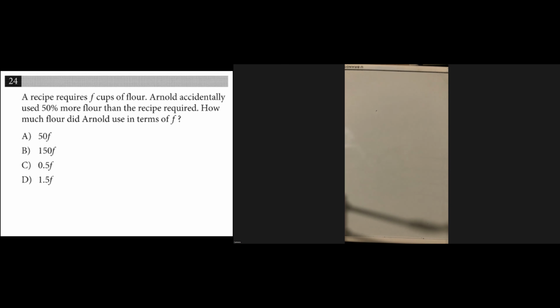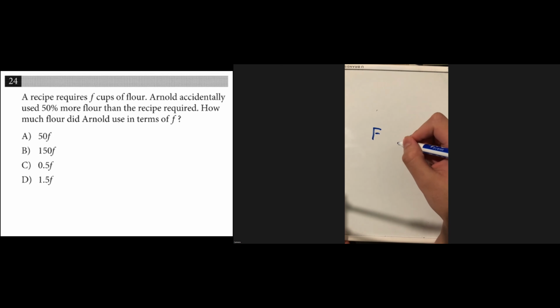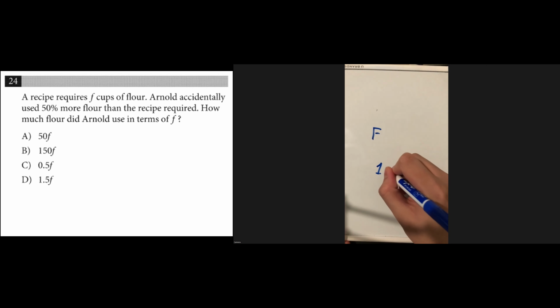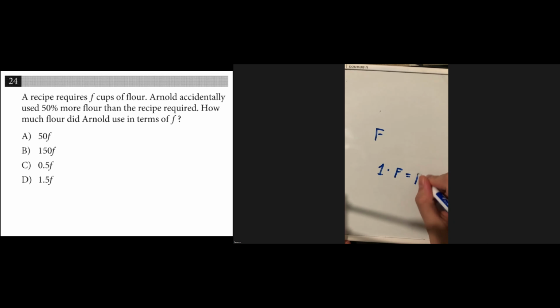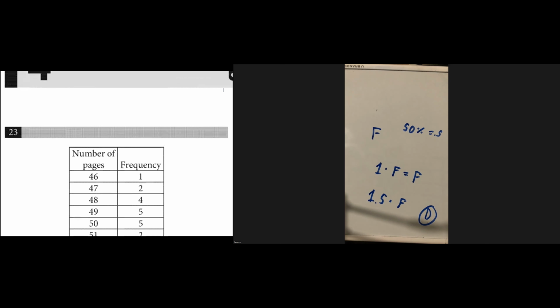Okay, so question 24, it says a recipe requires F cups of flour. And if he used 50% more flour, how much flour did he use? Well, 1 times F is still just F. And so for this, if we used 50% more, it would just be 1.5 times F, because 50% is equal to 0.5. And so you just do 0.5 plus 1, which gets you 1.5 times F, which is answer choice D. Okay, question 25.